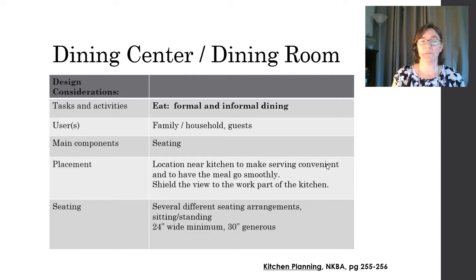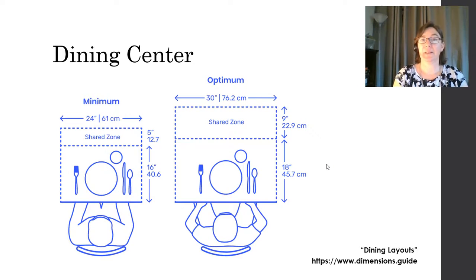And placement varies. You should have the location in general near the kitchen to make your serving convenient and to have the meal go smoothly. You could shield the view to specifically the work part of the kitchen, or some people like to leave this view completely open. Here's an illustration of those seating layouts.